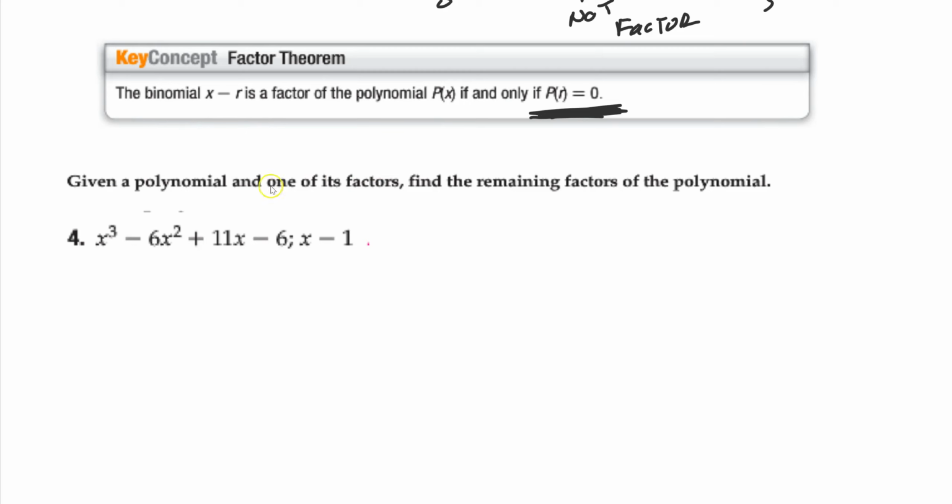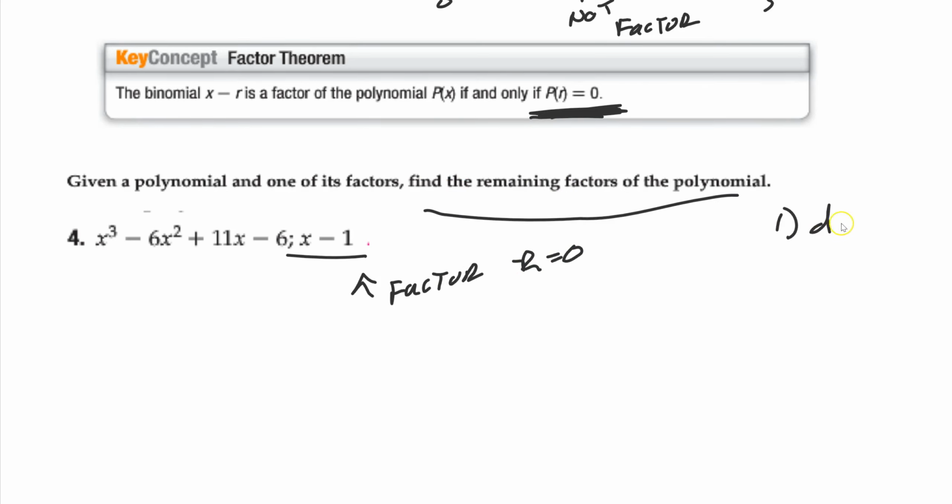Now what this problem is asking us to do is, given a polynomial, they're telling me this is a factor. So I know that when I divide it, the remainder has to be 0. They want us to find the remaining factors. So we're going to divide it, and then factor the answer. So that's what's going on here.